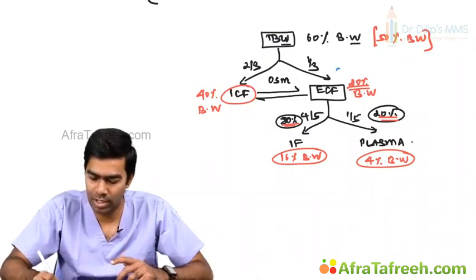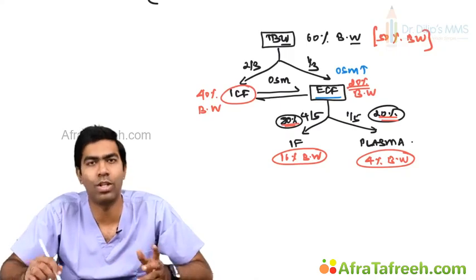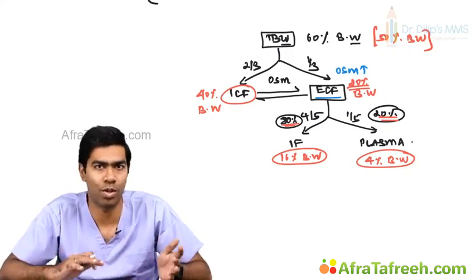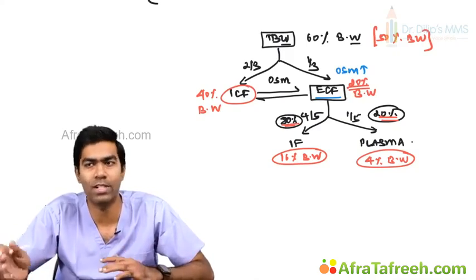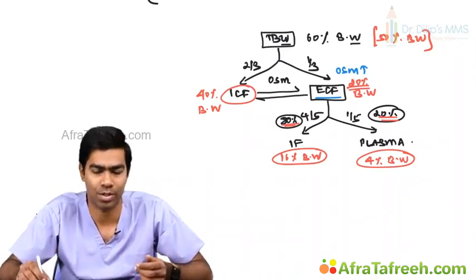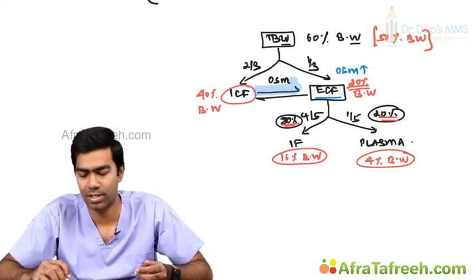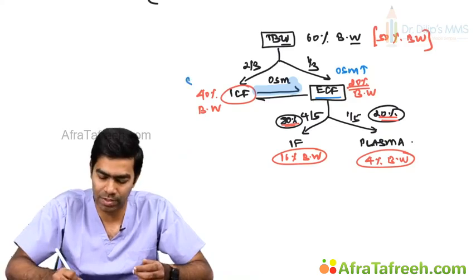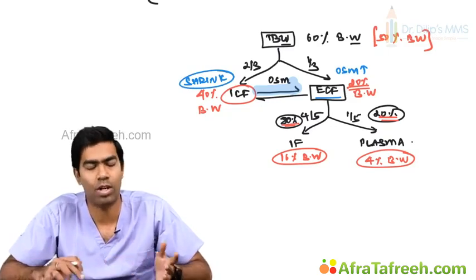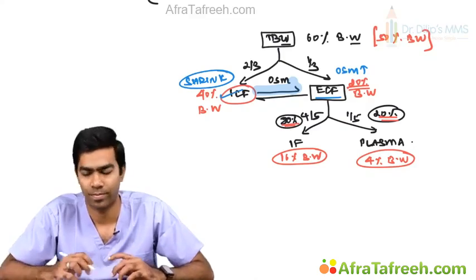So let us assume, first of all, osmolarity of the ECF increases. What will happen? Suppose ECF osmolality increases, you know that water is always going to move from a region of lower osmolality to a region of higher osmolality, which means from a region of lower solute concentration to a region of higher solute concentration, simple chemistry. So now the water is going to move towards the ECF, which means the ICF is going to shrink. Whenever ECF osmolality is increasing, water movement will be from ICF to ECF and the ICF will shrink.